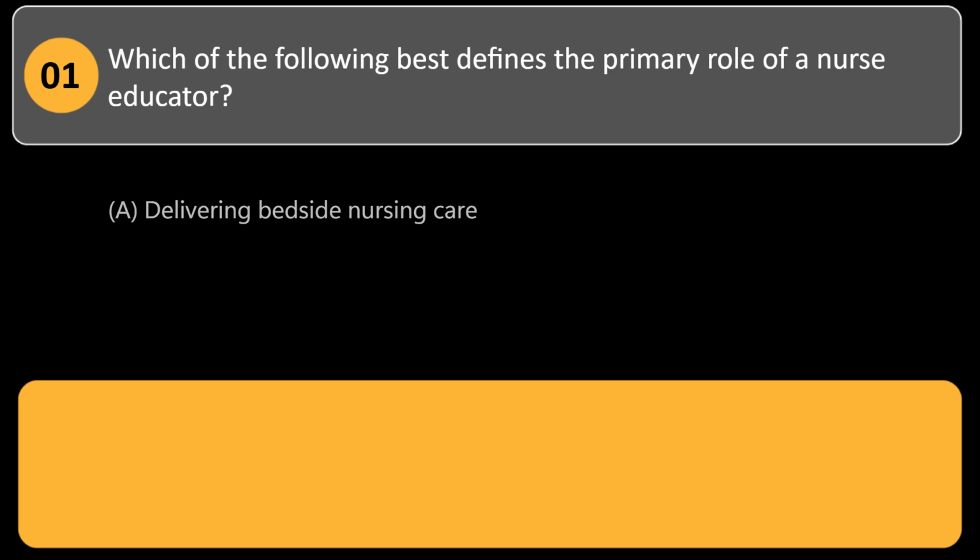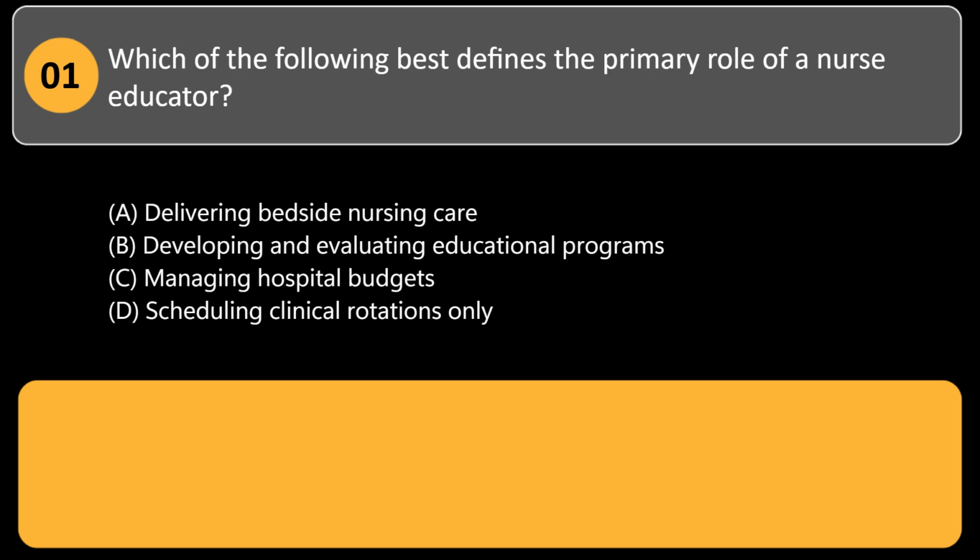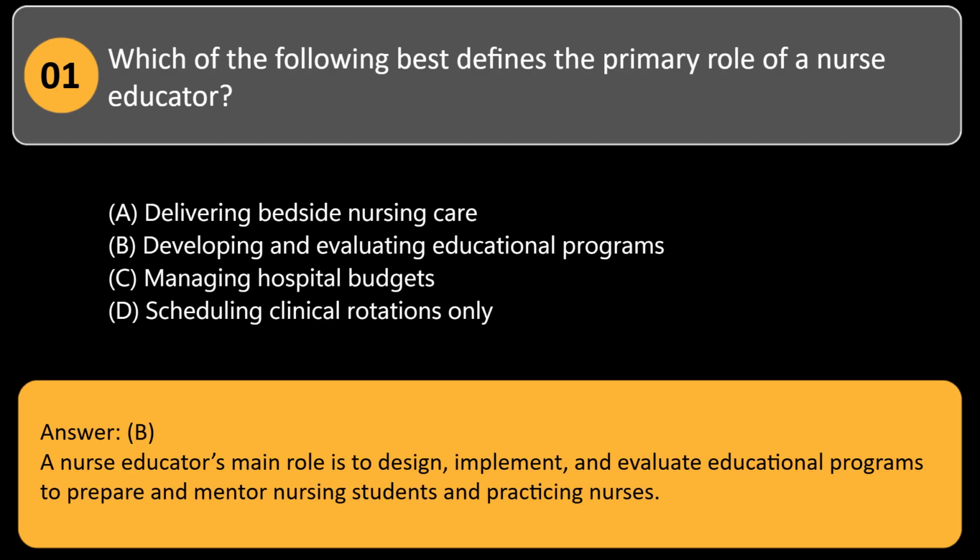Which of the following best defines the primary role of a nurse educator? A. Delivering bedside nursing care. B. Developing and evaluating educational programs. C. Managing hospital budgets. D. Scheduling clinical rotations only. Answer: B. A nurse educator's main role is to design, implement, and evaluate educational programs to prepare and mentor nursing students and practicing nurses.